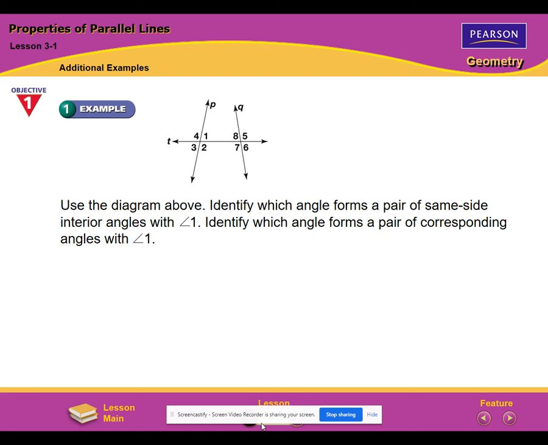Angle 3 and angle 6 would be same side exterior angles. I'm just picking them at random. Angle 1 and angle 8 would be same side interior angles. Angle 4 and angle 6 would be alternate exterior angles.